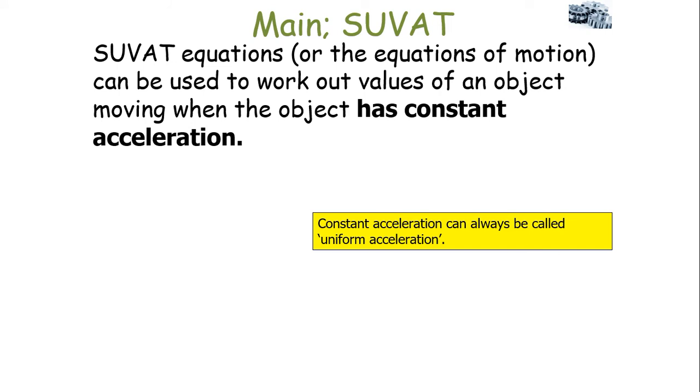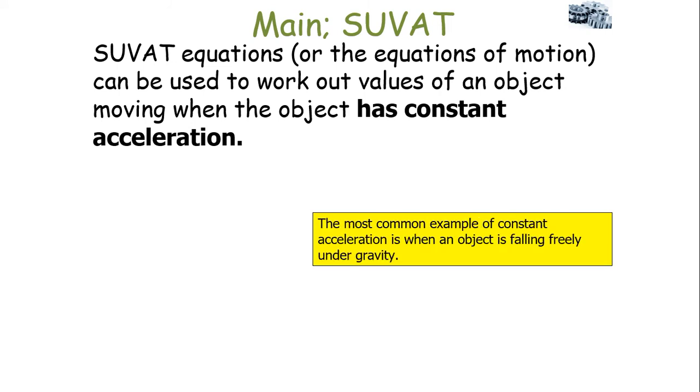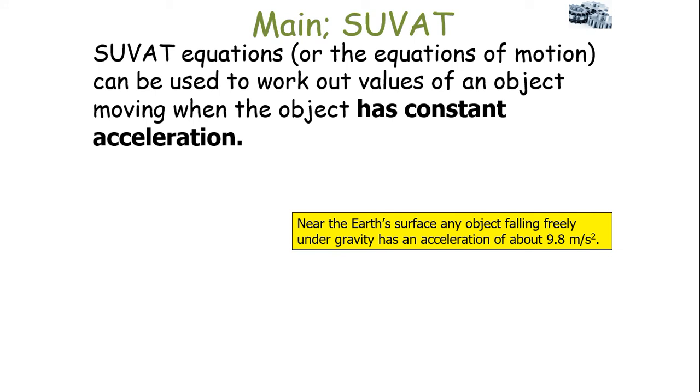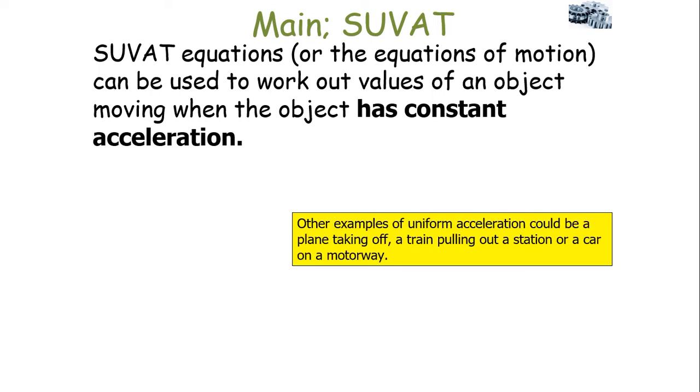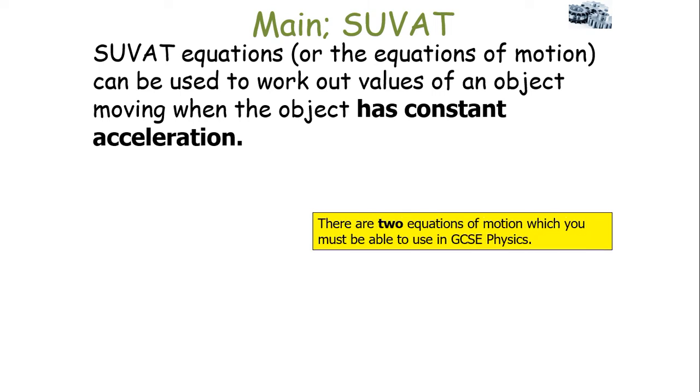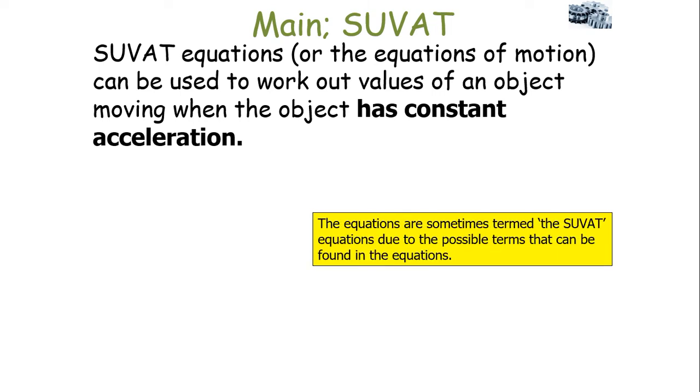Now, constant acceleration can also be called uniform acceleration. So, for example, when an object is falling freely under gravity with no air resistance, that will be constant acceleration. Near the Earth's surface, any object falling freely under gravity has an acceleration of about 9.8 meters per second squared. But other examples could be a plane taking off, a train pulling out of a station, or a car on a motorway.